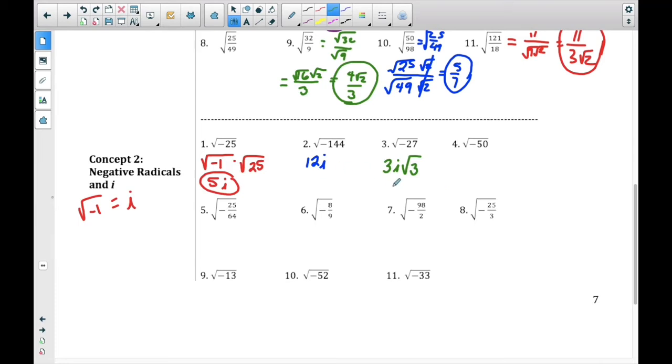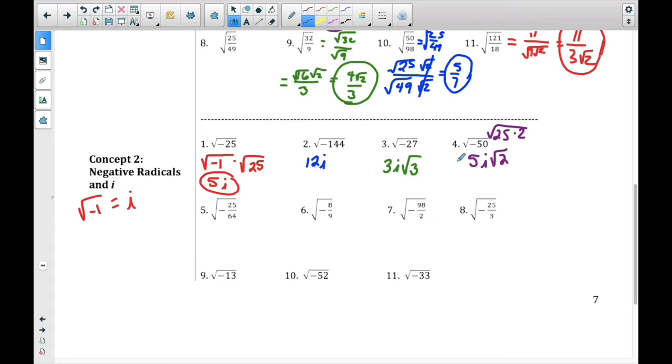Another thing to notice is I like to keep the i in front of the radical sign, because sometimes if you put it behind the radical sign, it looks like it's inside the radical. And so to avoid that confusion, I always put mine on the outside in the front. Number 4, if you haven't taken a second to do number 4 yet, look at number 4 and see what that would come out to be. Okay, it's going to be 5i radical 2, because 50 breaks down to 25 times 2, and the square root of 25 is 5, and the square root of 2 is square root 2, but there was a negative in there, so I had to put an i on my answer.